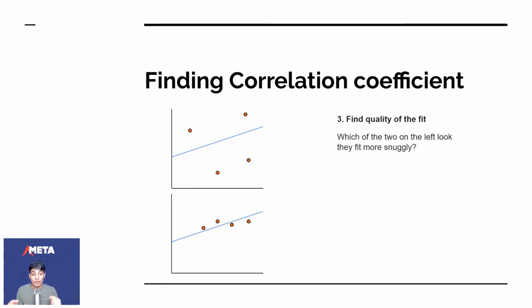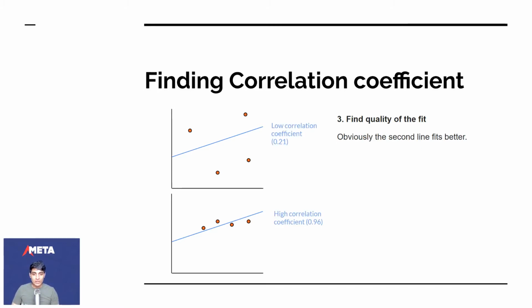Then you find the quality of the fit. Which of the two on the left look like they fit more snugly? Is it the first one or the second one? As you can see, it's the second one that fits more snugly, right? It's like Captain America with both those things close together, both the helicopter as well as the helipad. Whereas in the first image, they seem far away. The closer they are, the more correlated these variables are.